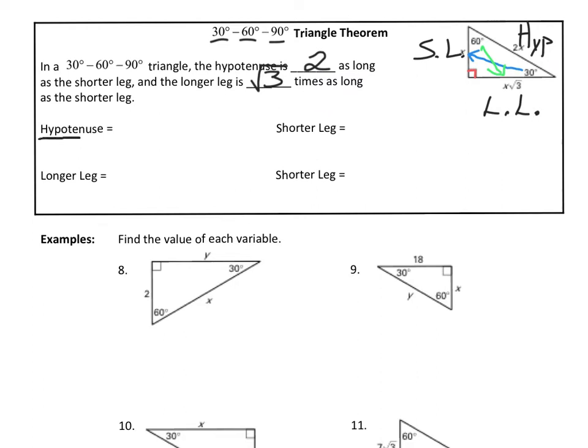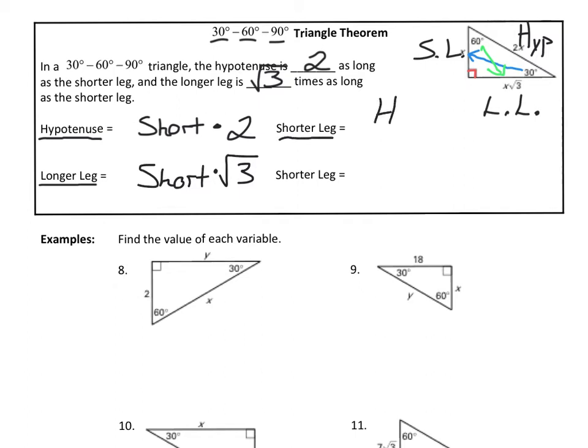Now, how do I find these missing parts? Well, if I'm looking for the hypotenuse, what I can do is take the short leg and just multiply it by 2. If I'm looking for the longer leg, all I have to do is take the shorter leg and multiply it by radical 3. Now, it gets a little bit more complicated if you're looking for the shorter leg. So if you have the hypotenuse, what you're going to do is just divide that by 2.